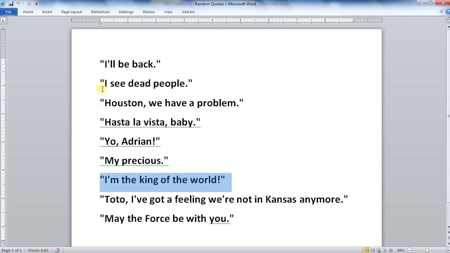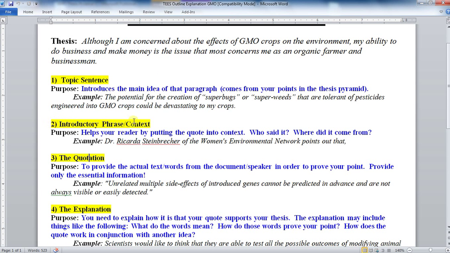The same thing is true for this one, "Hasta la vista, baby." Who said it and where it comes from? Well, it's Arnold Schwarzenegger playing the Terminator in the movie The Terminator. Let's do one last one, "My precious." Again, this is sort of meaningless without context, but then you remind your reader that it's Smeagol saying this phrase talking about the ring in Lord of the Rings. So the context is really who is saying it and where does it come from. So that's what this intro phrase and context is. Help the reader by putting the quote into context, who says it, where it comes from.